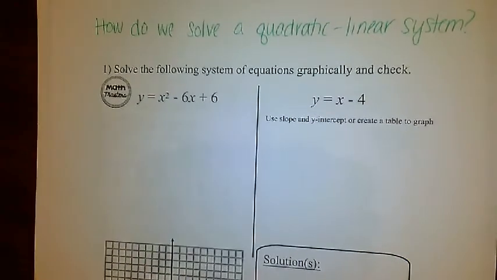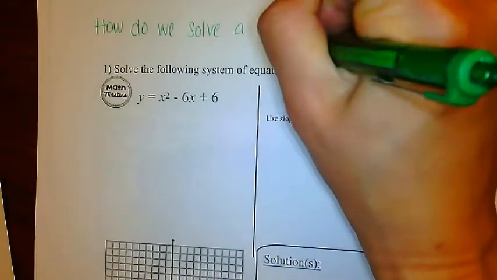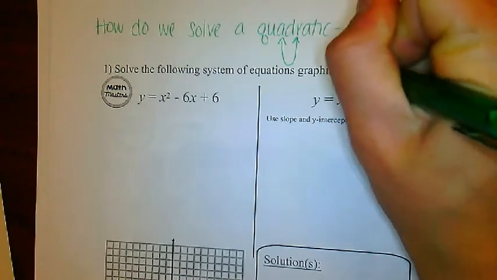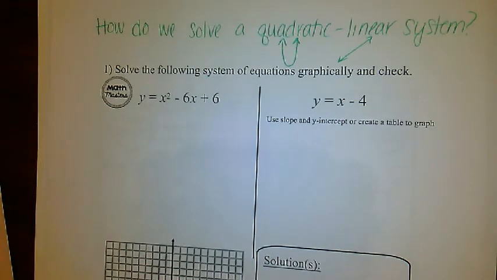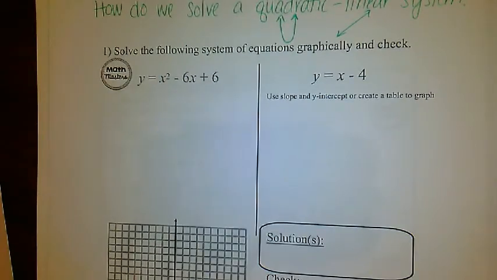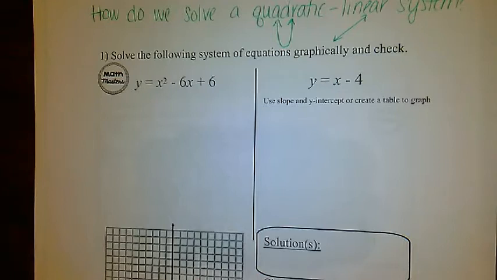For today's lesson, we are going to talk about solving quadratic linear systems. Remember, a quadratic is a parabola, and a linear is a line. When we're talking about solving a system, we're looking for where they intersect, that intersection point. So go ahead and graph each of those, and put both of them on that same coordinate plane.